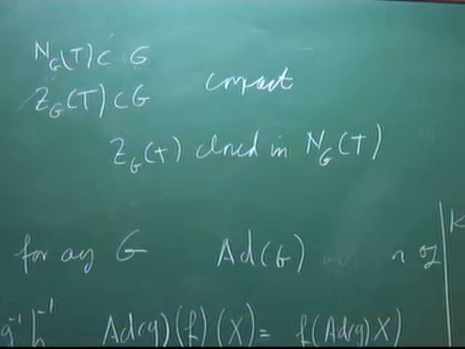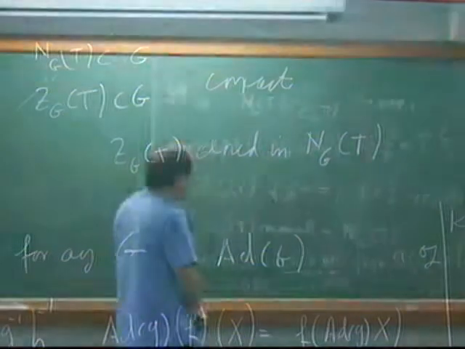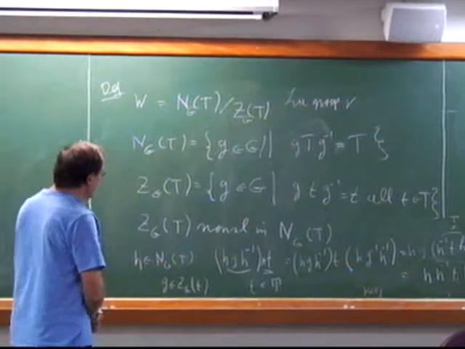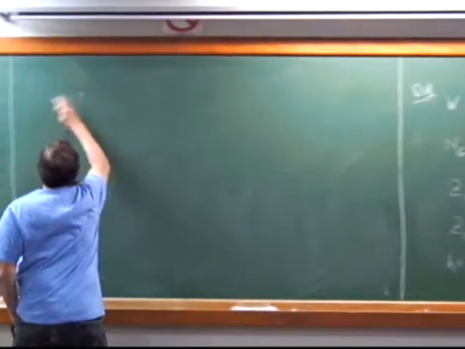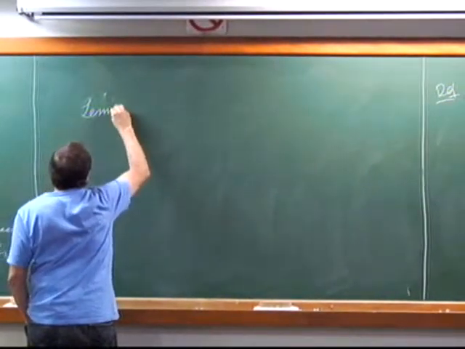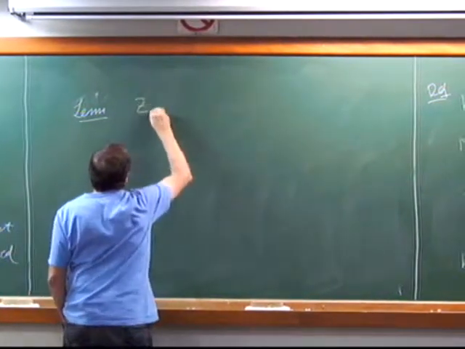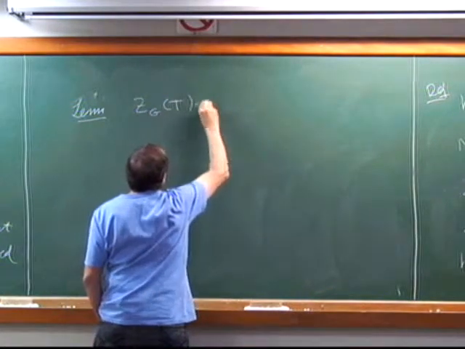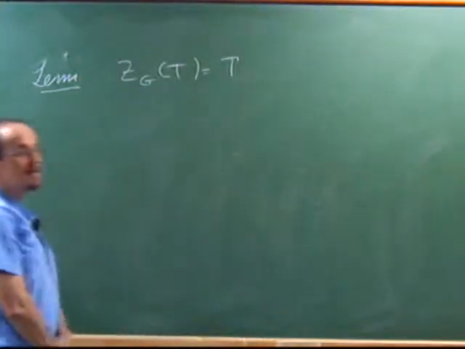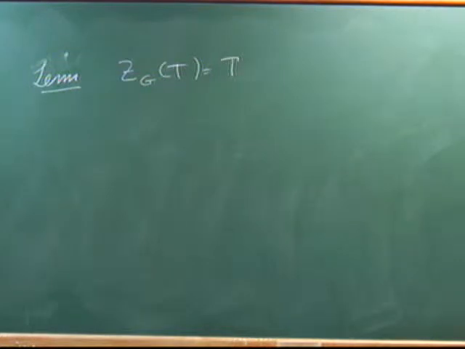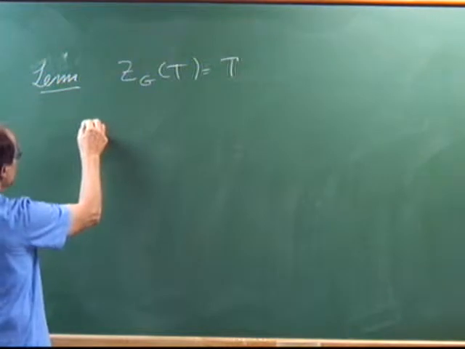Maybe the first thing I should do is show that the centralizer is actually very simple. The centralizer of T in G is just T. So it's not any bigger. Certainly T lies in it, right? Everything in T commutes with it. T is abelian. The question is, can it be bigger? The claim is no, because T is a maximal torus. So let's see how that goes.